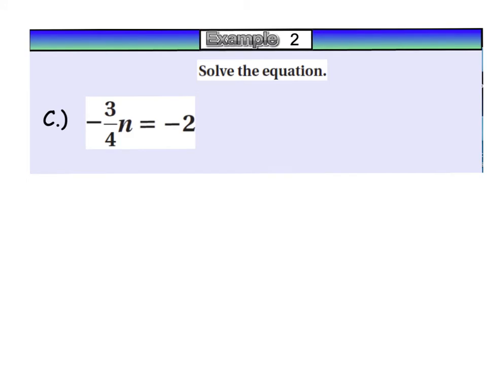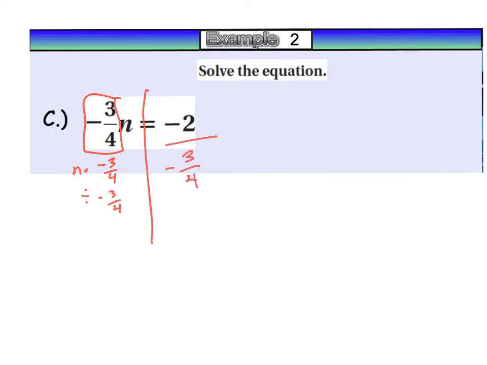Let's try some multiplication and division. Again, we're going to put this down. They are multiplying by -3/4. Here's where the little bit of work comes in. N times -3/4. Well, if they're multiplying, we're going to do the opposite. We're going to divide by -3/4. So -2 divided by -3/4.